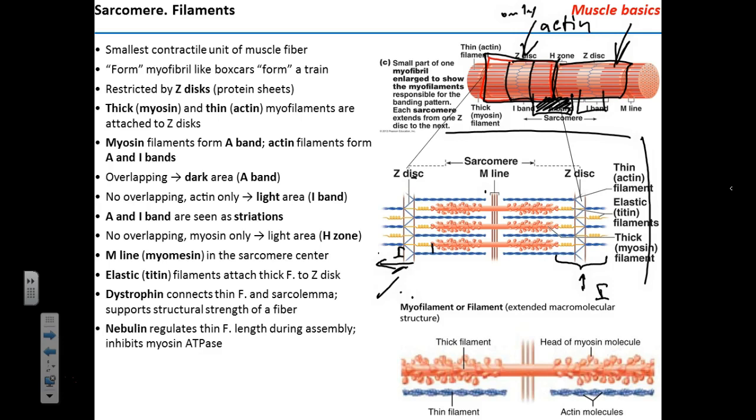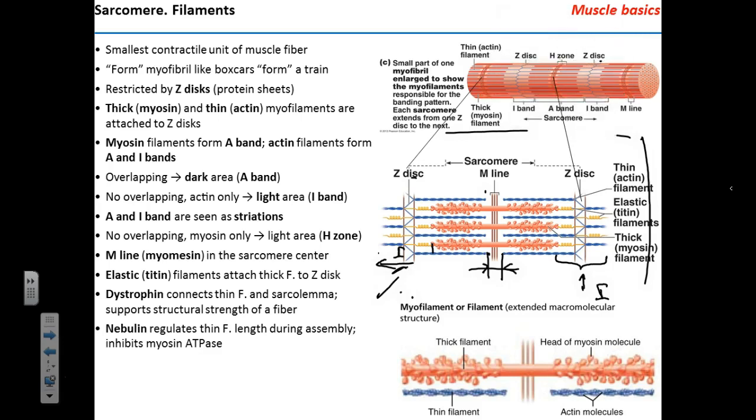In the center of the A band, you have a very narrow, practically invisible light area, which is called the H zone. Let me erase on top. So you see that little portion here? This is the H zone. This is the area where myosin does not overlap with actin. You can see only myosin here. Only myosin. Right?